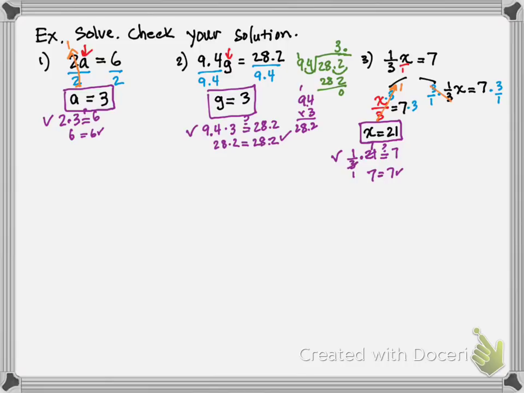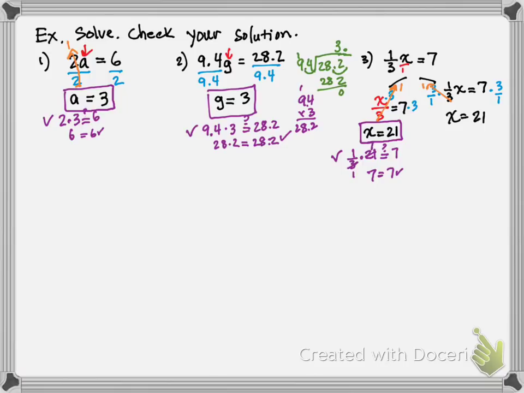This becomes 3 over 3, which equals 1. 1 times x is x. We get 7 times 3 is 21. 21 divided by 1 is 21. So again, it works both ways.